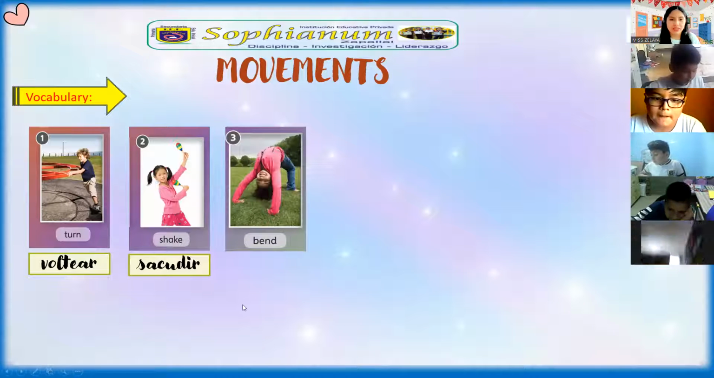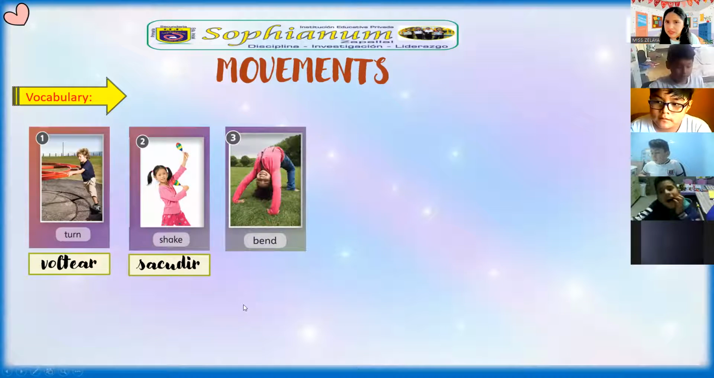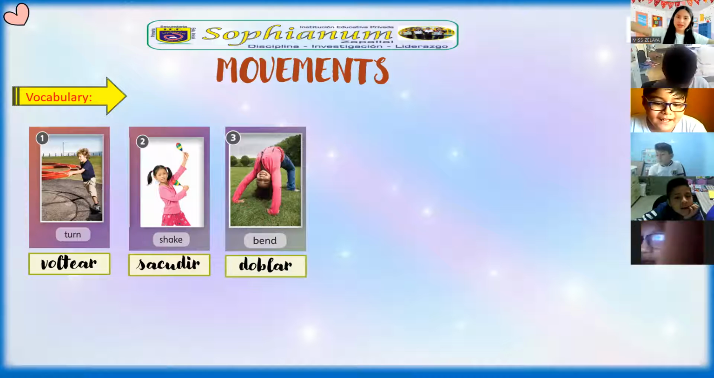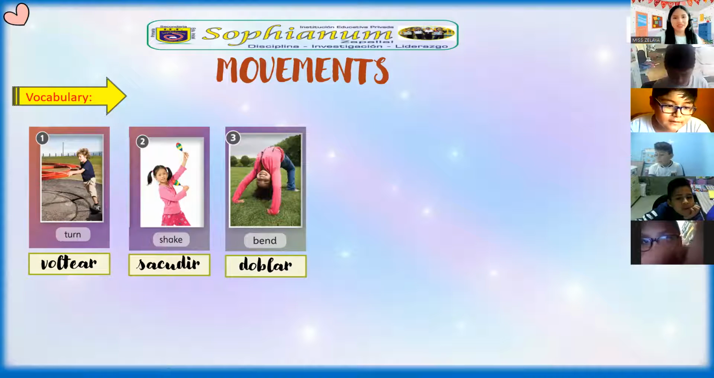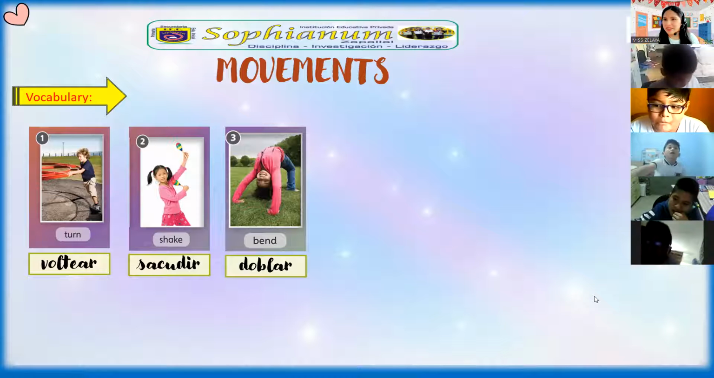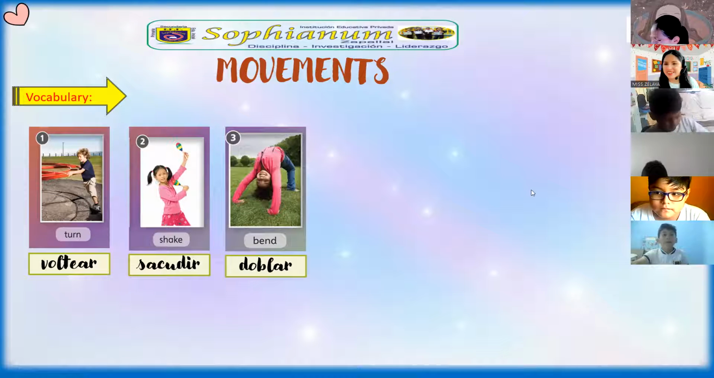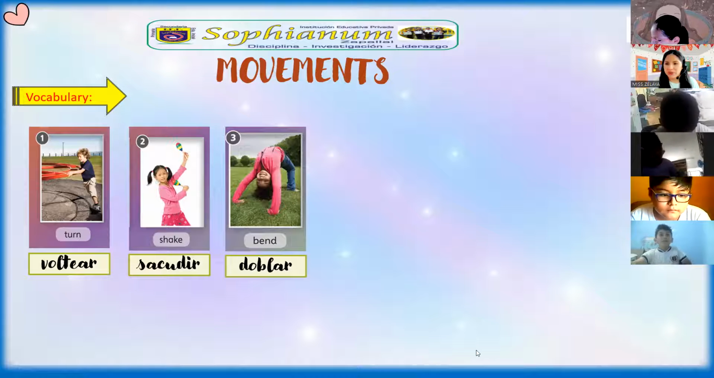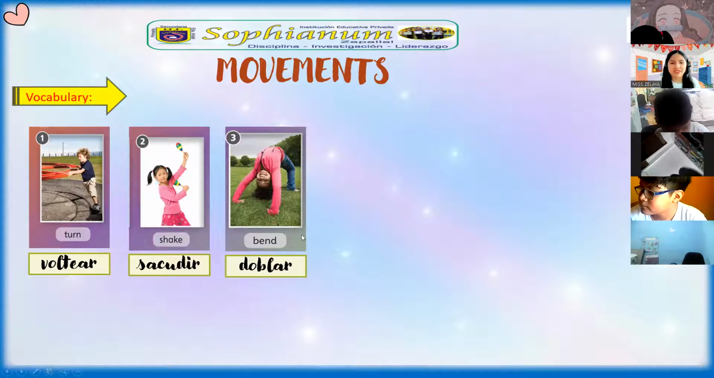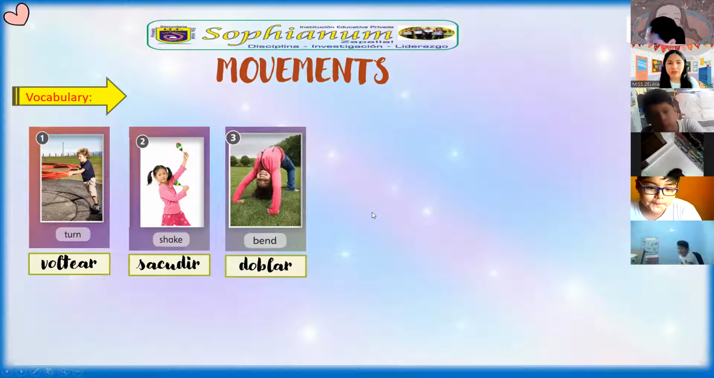Continue with another movement. Another movement is bend. Can you bend? ¿Puedes doblarte? Can you bend? Yes or no? Yes. Oh, very good. Excellent. So this is another movement, bend.